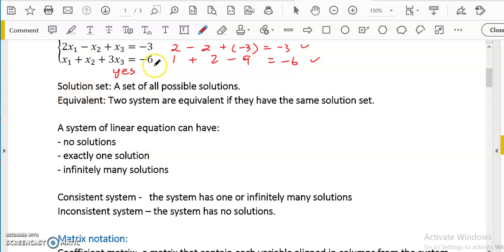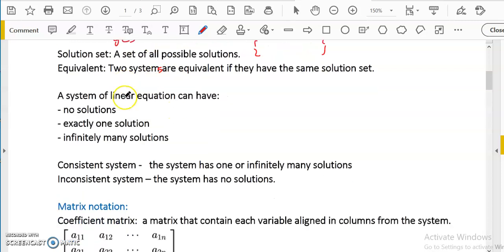Solution set. If there is more than one solution, then you write it as a set, like this, and you describe the set of all the lists. Equivalence: two systems are equivalent if they have the same solution set. So if one system has the answer of 1, 2, 3, 4, and the other also has 1, 2, 3, 4, then we call them equivalent systems.